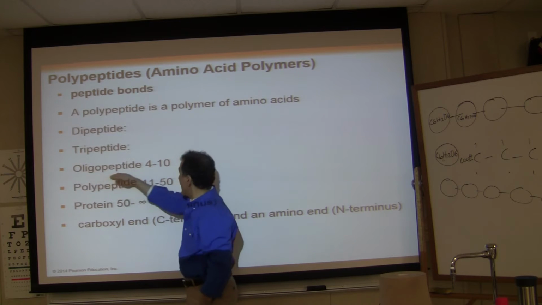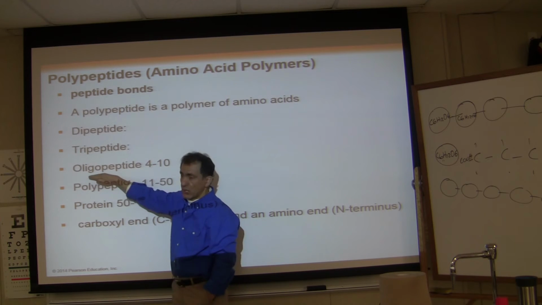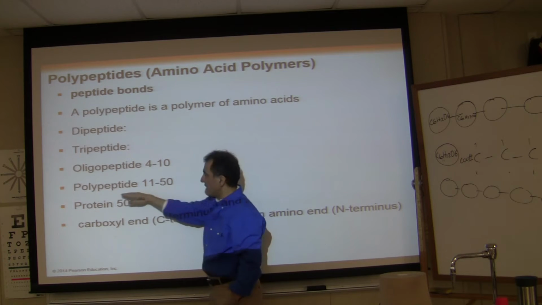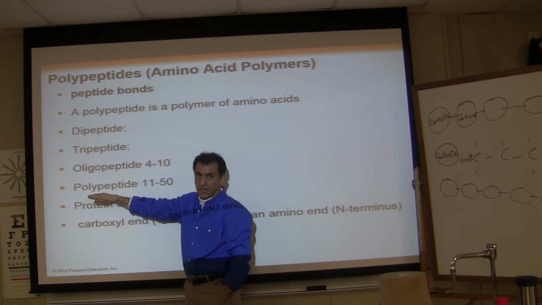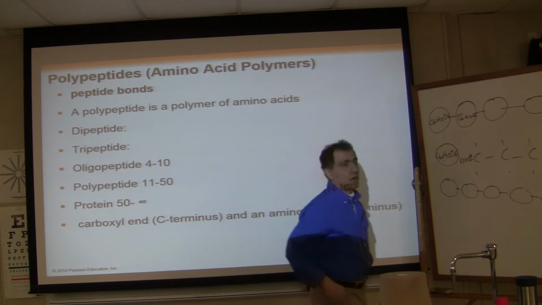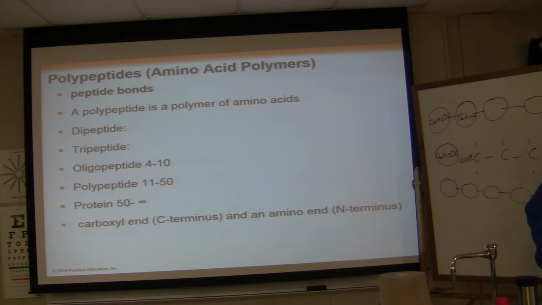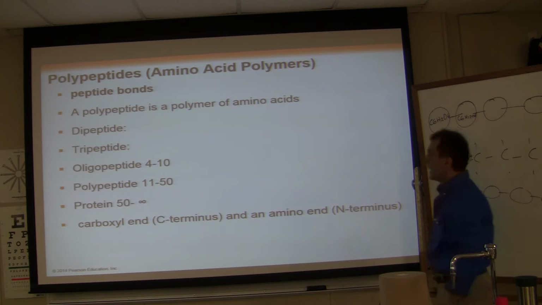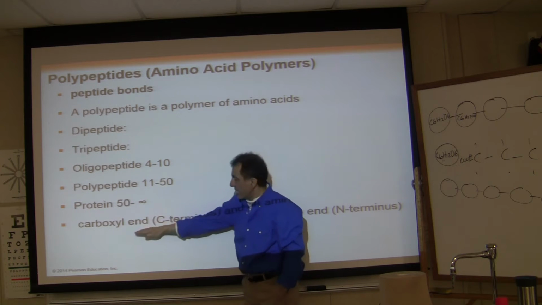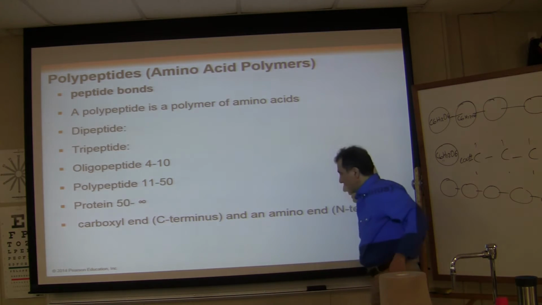After that, anywhere between 4 to 10 is called oligopeptide. And between 11 to 50 is called polypeptide. Between 50 to infinity, then it's called protein molecule. That's pretty much the nomenclature of the protein molecules, amino acids attached to each other. Carboxyl end and amino end.